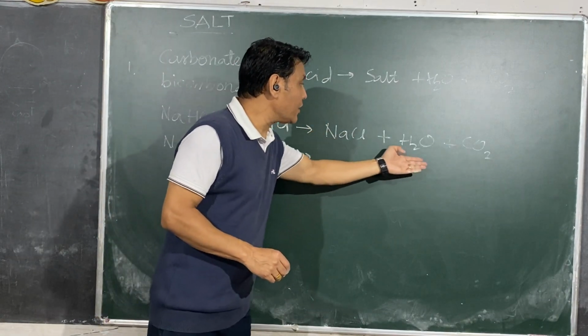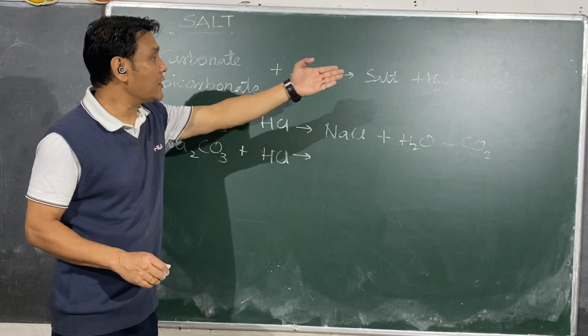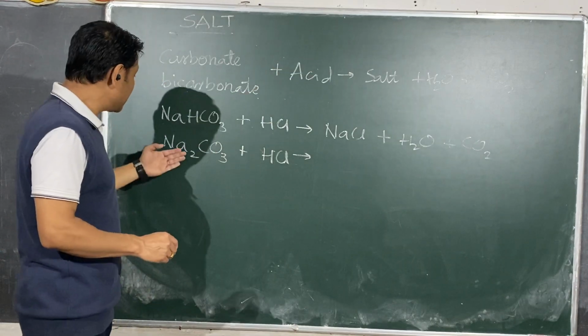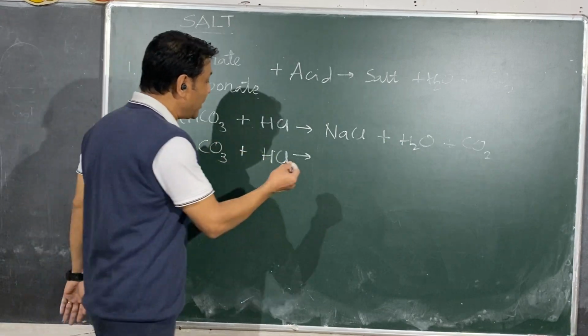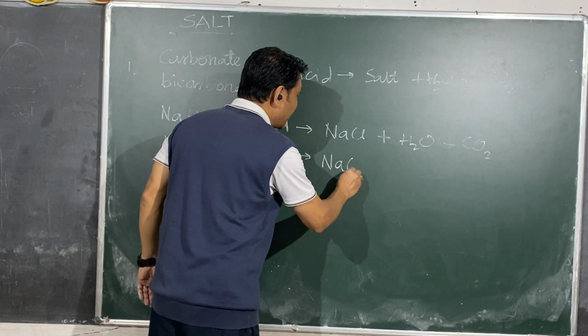Sodium chloride plus water and carbon dioxide. Salt, water and carbon dioxide, as you can see. Similarly, sodium carbonate in this case. Sodium carbonate and an acid will always produce the salt again.